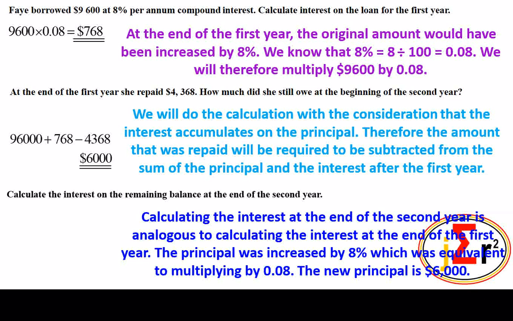The principal was increased by 8%, which was equivalent to multiplying by 0.08, and we will do the same right here. The new principal is $6,000. We'll take $6,000, multiply that by 0.08, and that will be the interest at the end of the second year. Of course, because the principal at the beginning of the second year is this amount.